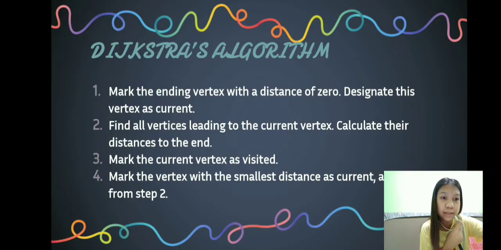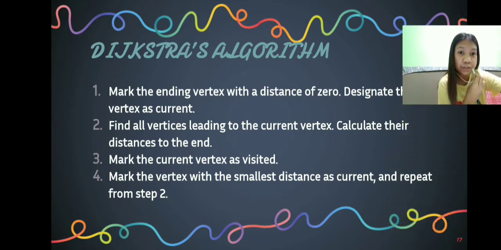So here is Dijkstra's algorithm. Step 1, mark the ending vertex with a distance of 0. Designate this vertex as current. Step 2, find all vertices leading to the current vertex. Calculate their distances to the end. Step 3, mark the current vertex as visited. Step 4, mark the vertex with the smallest distance as current and repeat from step 2.